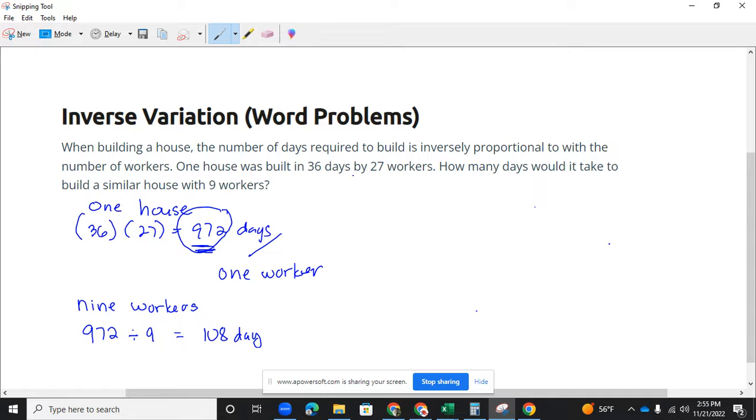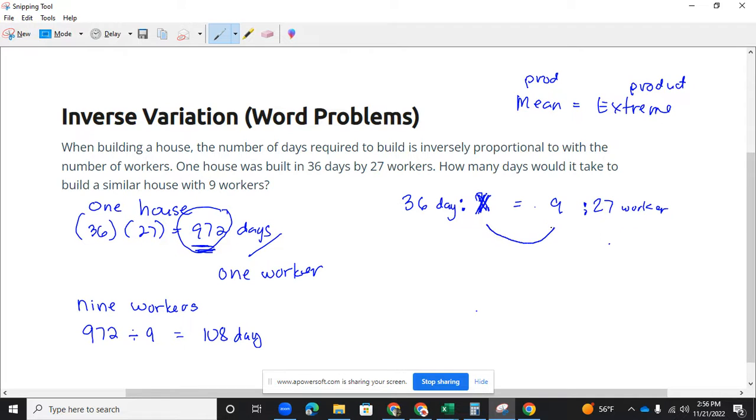Now, if you want to use ratio and proportion here, you have 36 days to complete, completed by 27 workers. Now, if you have 9 workers, well, how long will it take? So if you put this one as x, this is just the horizontal way of writing ratio and proportion. So the product of the means is equal to the product of the extremes. So you multiply this, that's going to be equal to that.